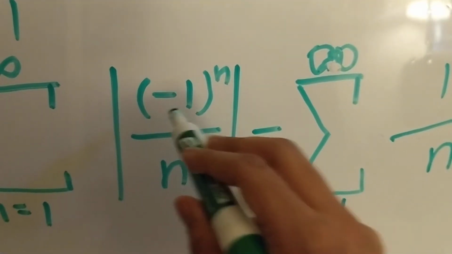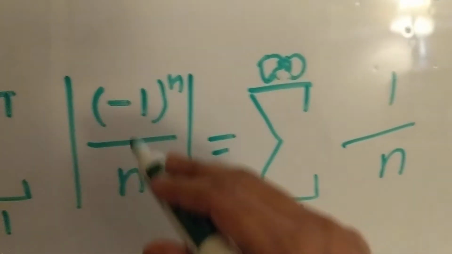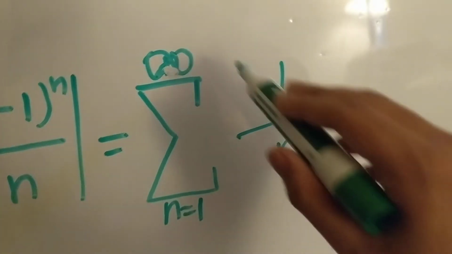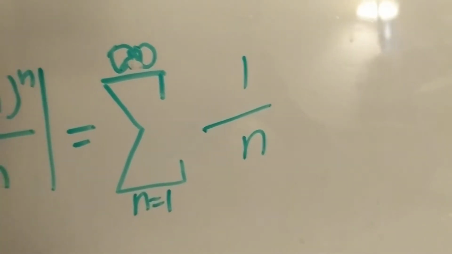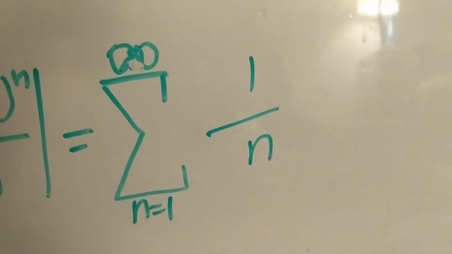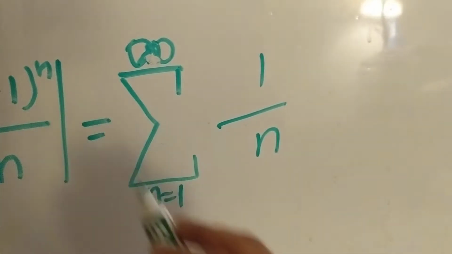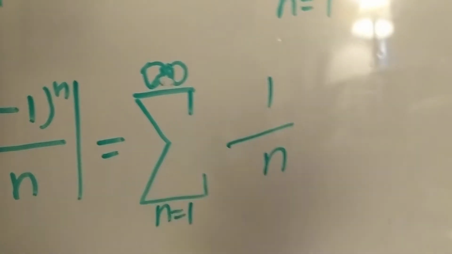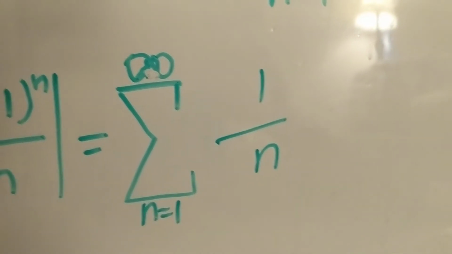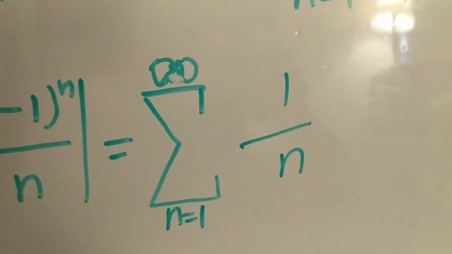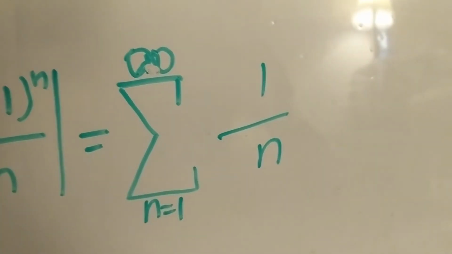This happens because the -1 gets taken out by the absolute value, so the absolute value won't really have an effect. You could write the absolute value here just for thoroughness, but it's really not necessary. Your teacher or whoever's grading the exam will pretty much get it. So here you have the harmonic series. The harmonic series, as you might know, is always divergent. So when you take the absolute value, it is divergent.